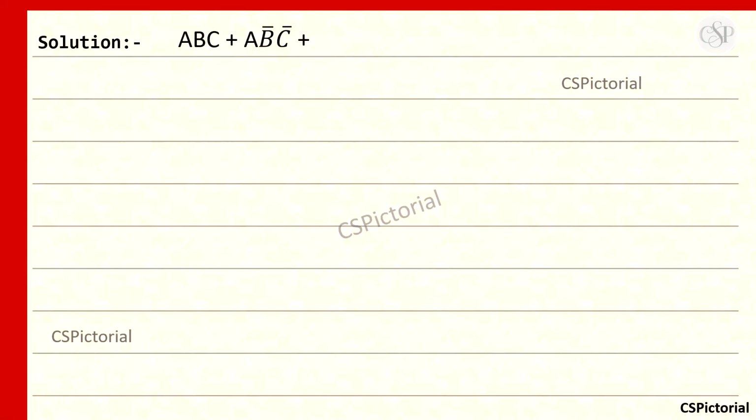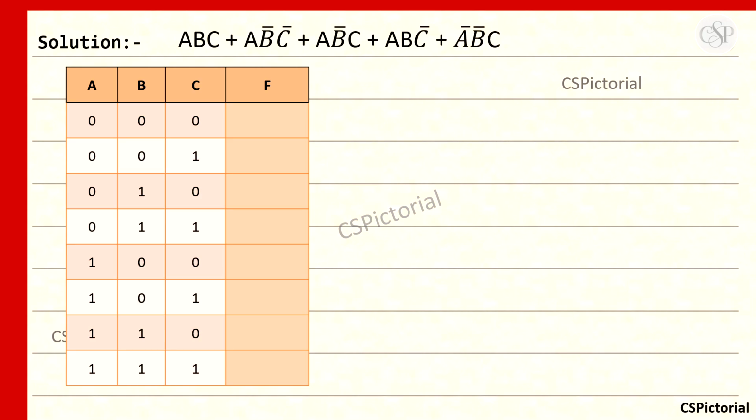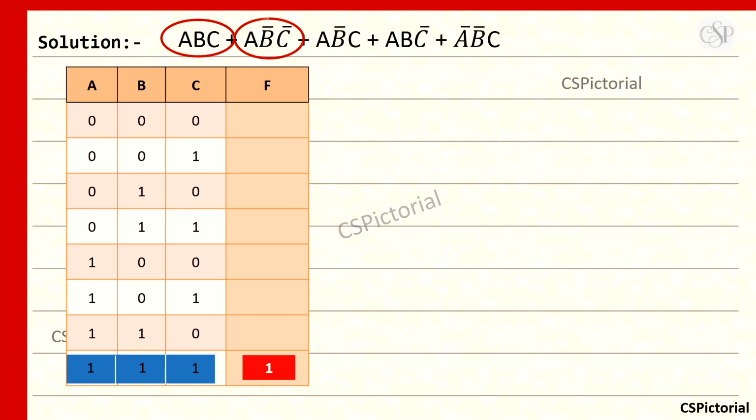This is solved in 2 steps. First, use the truth table to enter the given min terms. Here, for the first product term A, B, C, the input values are A equal to 1, B equal to 1 and C equal to 1. Enter 1 in the corresponding truth table entry. Similarly, for the second product term A, B bar, C bar, the input values are A equals 1, B equals 0 and C equals 0. Make an entry 1 in the corresponding output value F.